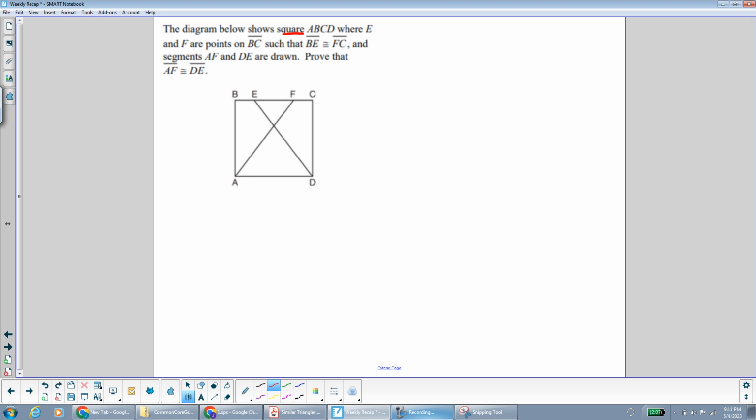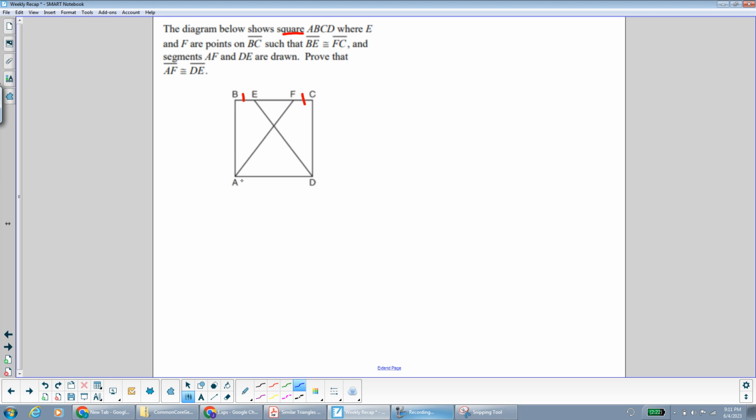So over here, I see that we have a quadrilateral, and in fact, if you pause the video and you read the question, it says that this is a square. So remember, we know a lot of stuff about squares. It has all the properties of rectangles, rhombuses, and regular parallelograms, which it has to be first. It also says that BE is congruent to FC, and we are proving that AF is congruent to DE.